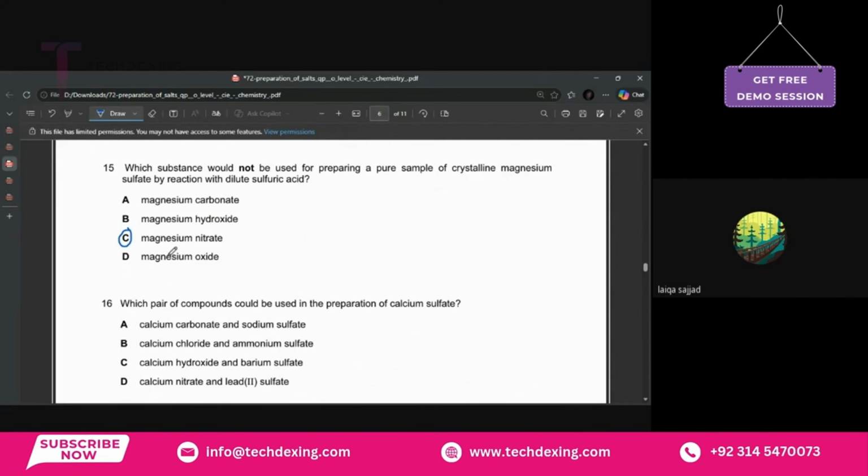Then we are given which pair of the compounds could be used in the preparation of calcium sulfate. Calcium carbonate and sodium sulfate, calcium chloride and ammonium sulfate, calcium hydroxide and barium sulfate, and calcium nitrate and lead sulfate. Is it calcium chloride and ammonium sulfate? Very good, excellent. It's calcium chloride and ammonium sulfate.